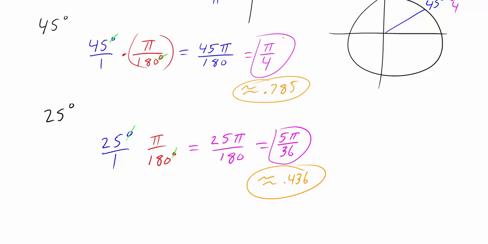So most of the time we're going to leave it in terms of pi, but every now and then we want a decimal answer. So that's how we simply convert any degrees into radians. You're simply going to multiply by pi over 180. All right, next we want to go the other direction.